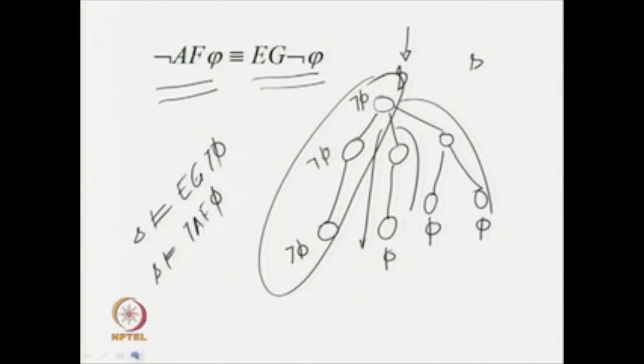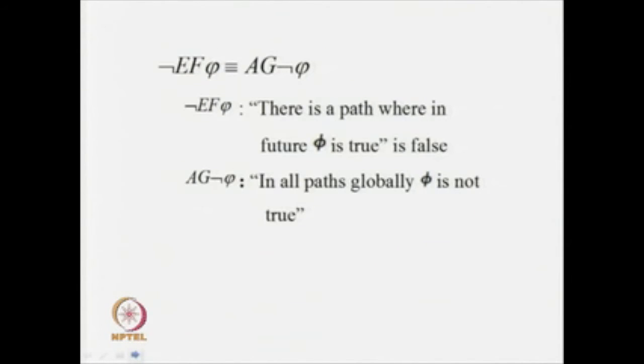Now, see what other equivalent formulas we are having. So, this is another equivalent formula we are having. There exists a path in future where phi holds, and negation of this one is true, and this is equivalent to in all paths globally not of phi holds. So, E F phi says there is a path where in future phi is true, and negation says that this is false basically. And A G not of phi says that in all paths globally phi is not true, and we are going to say that these two are equivalent.